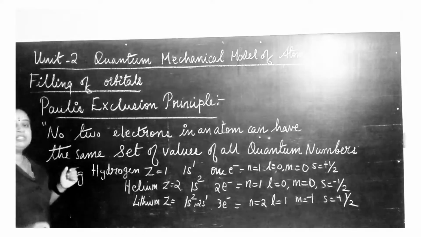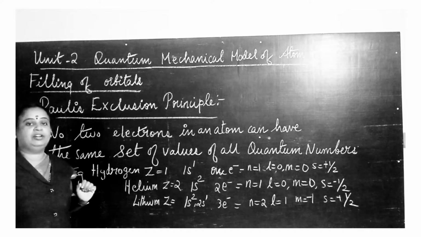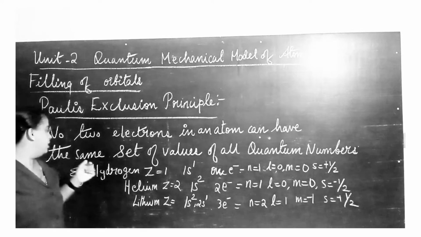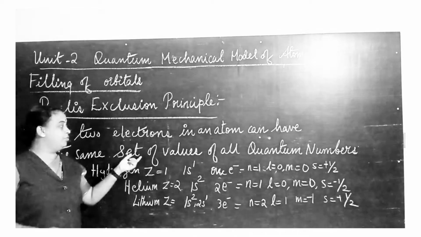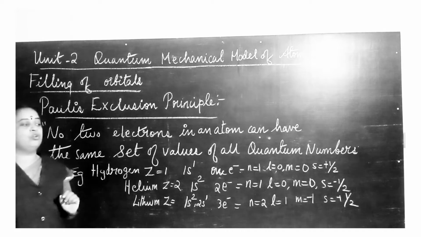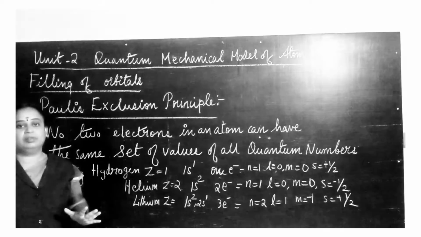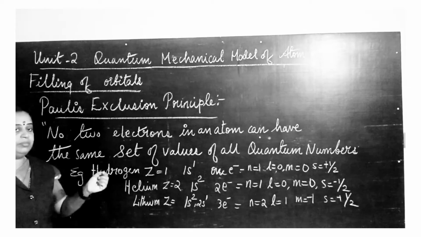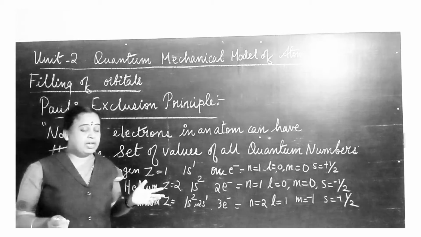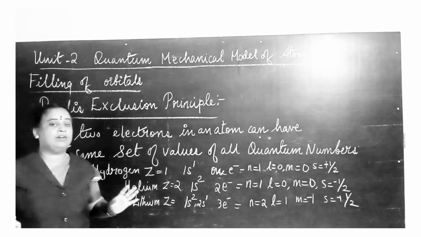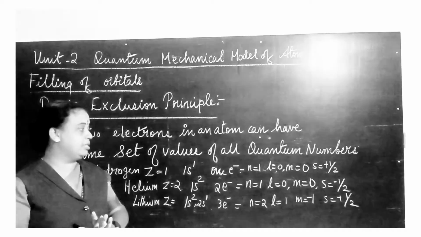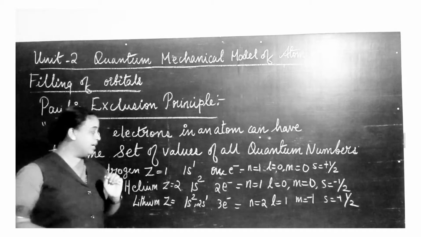According to Pauli's exclusion principle, no two electrons in an atom can have the same set of values of all 4 quantum numbers. So what is said? In an atom, different electrons will be there, and these electrons will not have the same set of all the 4 values of quantum numbers. Okay, so now let us understand by an example.